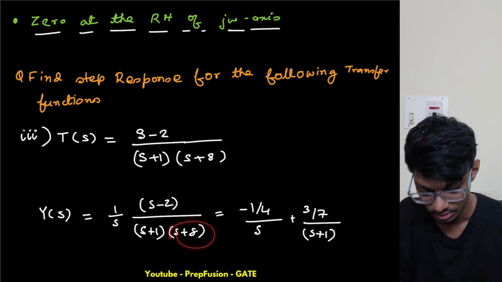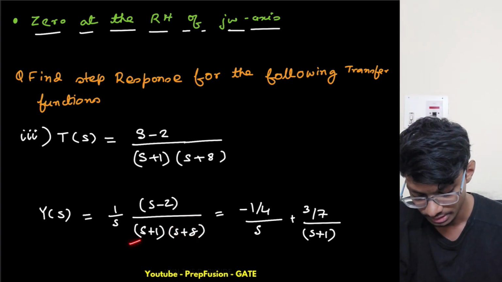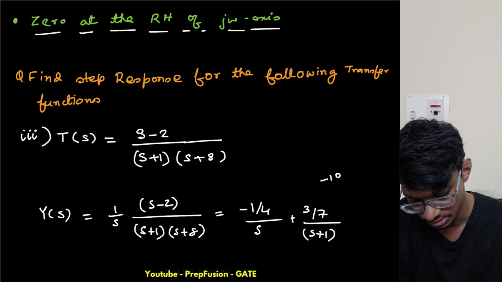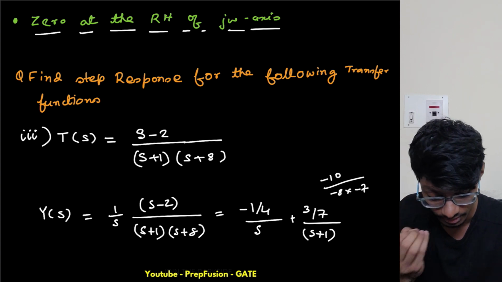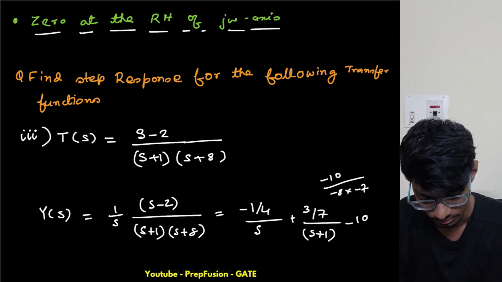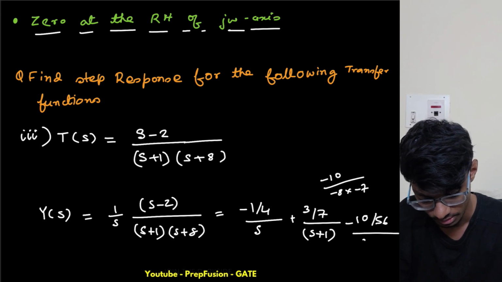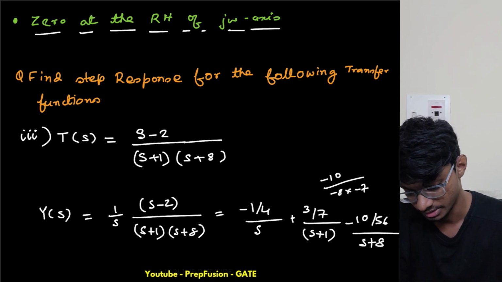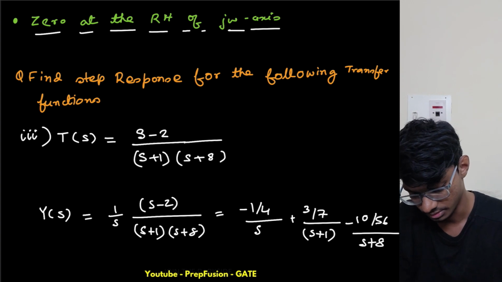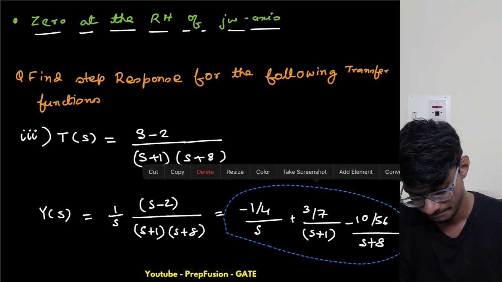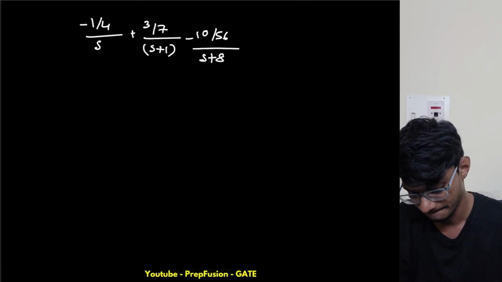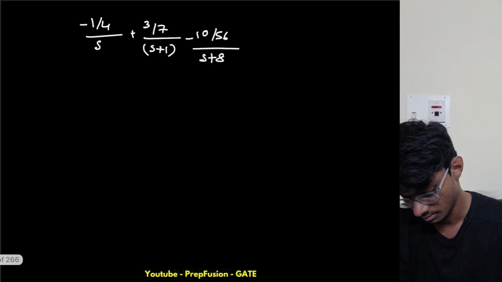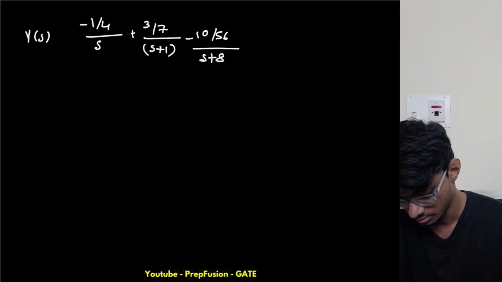Now what else do I get? Now this, I put s equals to -8. If I put s equals to -8, I get -10 divided by -8 into -7. So what does this become? This becomes -10 by 56, and this is s plus 8. Again this is becoming messy, so I'll take this to the next page. This is what my y of s equals to.